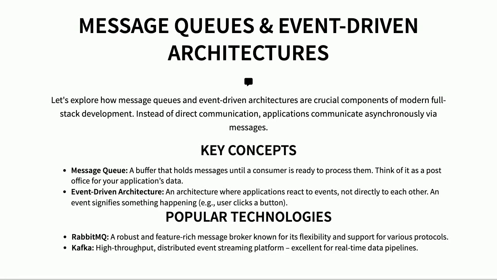Okay, let's talk about how messages and events are changing the way full-stack apps work. Instead of components constantly talking to each other directly, which can get really messy, we use message queues. Think of these as buffers where data sits until something is ready to process it. An event-driven architecture means our applications react to things happening, like a user clicking a button, rather than always waiting for another component to respond. We've got two popular players in this space: RabbitMQ, which is super flexible and reliable, and Kafka, which is really great at handling huge amounts of data in real time.